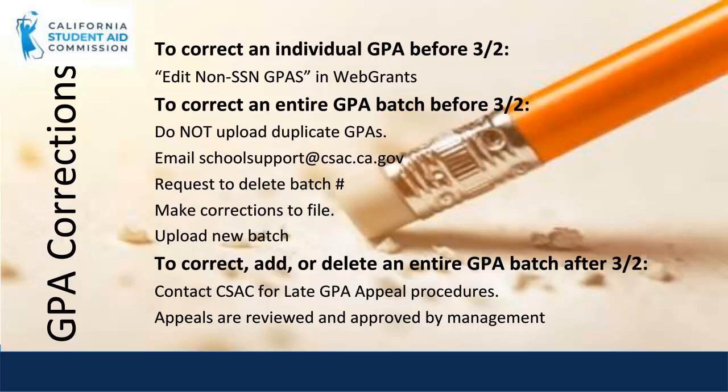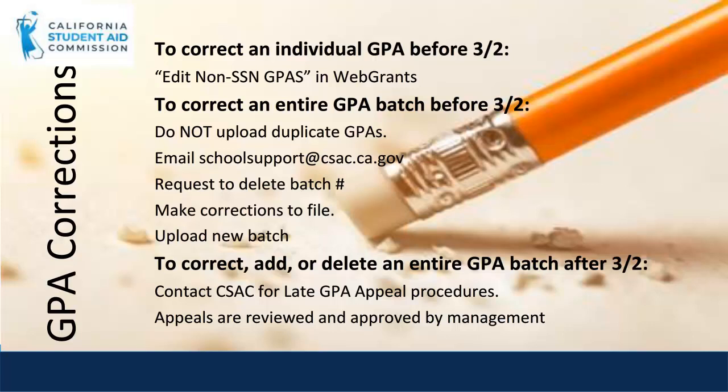Non-SSN GPA screen in WebGrants, or you can correct an entire batch by contacting the Commission to delete the upload and then uploading a new batch. Do not upload duplicate GPAs until after the Commission deletes the incorrect batch. To correct after March 2nd, you can contact the Commission regarding late GPA appeal requests. All requests are reviewed and approved by management.